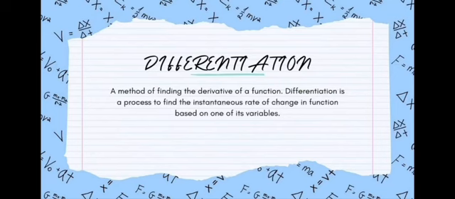What is the meaning of differentiation in mathematics? Differentiation is a method of finding the derivatives of a function. It is also a process to find the instantaneous rate of change in functions based on one of its variables.